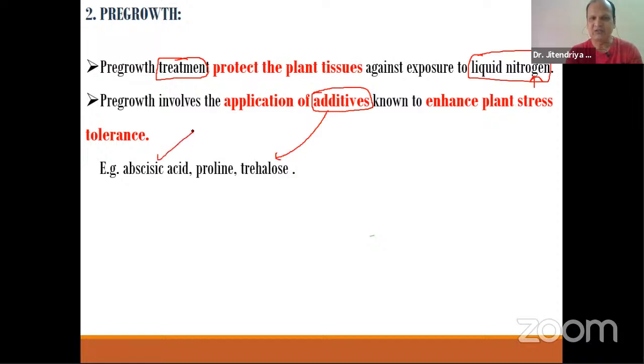Either it may be the stress hormone, that is abscisic acid, stress amino acid, that is proline, or an osmolyte type of thing, that is trehalose. Here I would like to mention that proline has a closed imino ring structure.